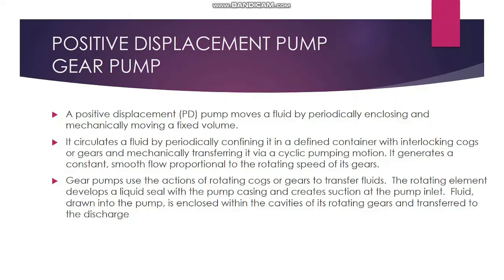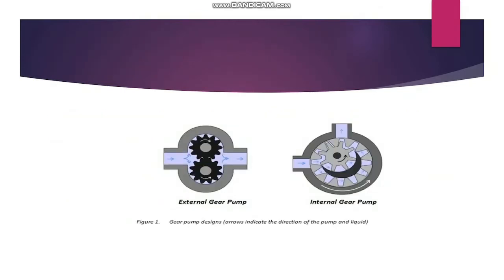The rotating element develops a liquid seal with the pump casing and creates suction at the pump intake. Fluid drawn into the pump is enclosed within the cavities of its rotating gears and transferred to the discharge. This is a figure for the gear pump. You can see here there is the external gear pump and the internal gear pump. The pump will compress the fluid and flow the fluid to the other side.